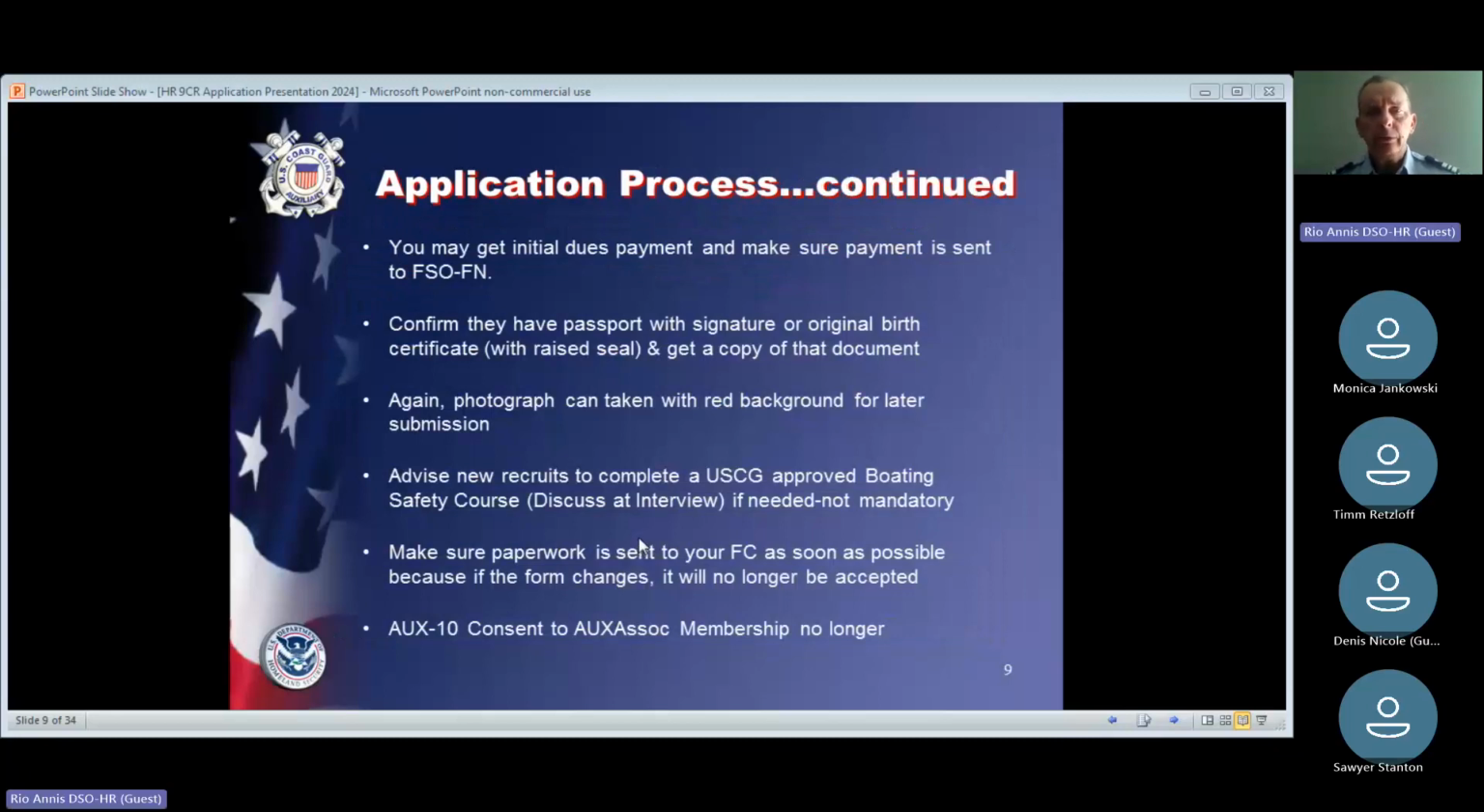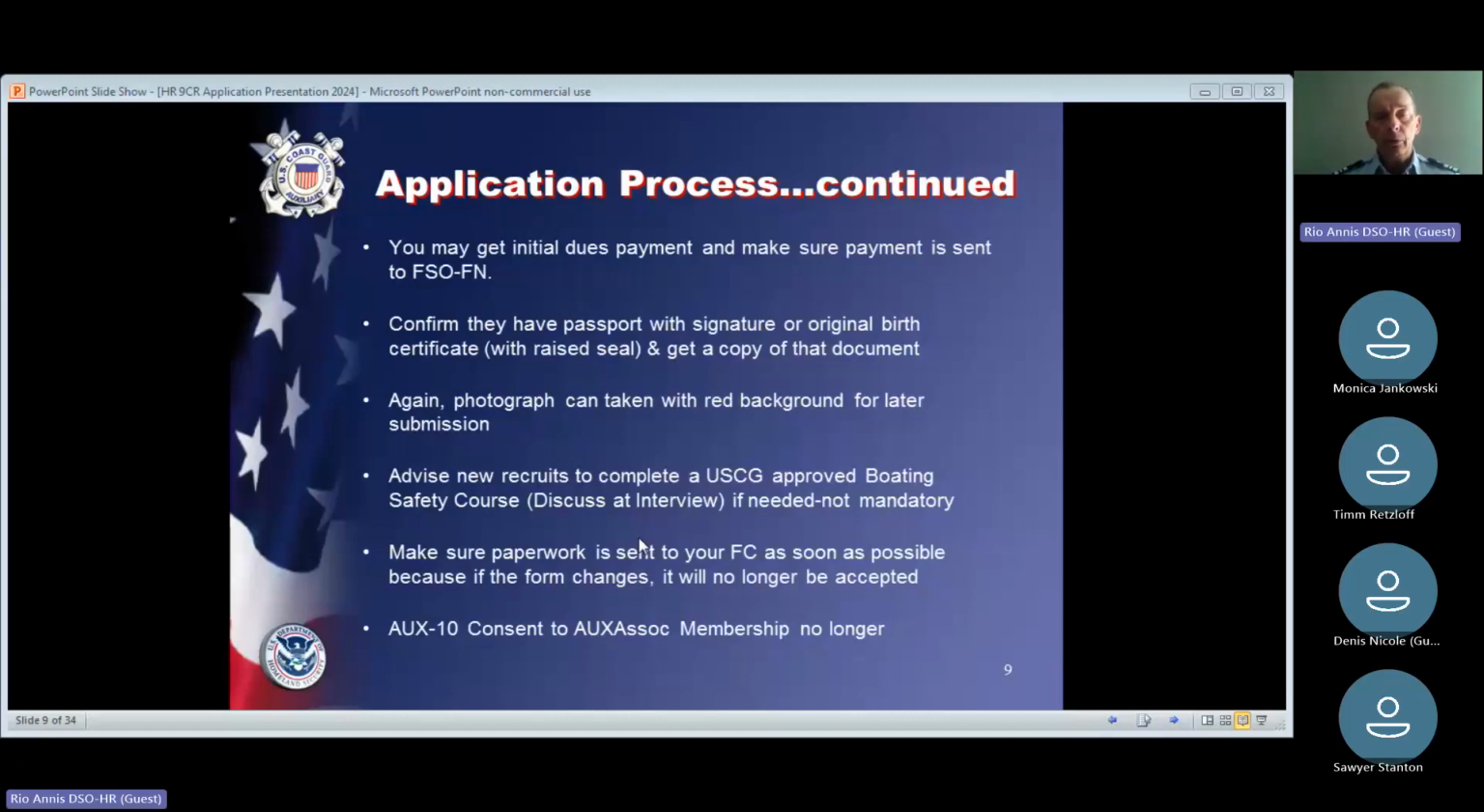Some flotillas get initial dues payment up front from the recruit or the prospect. It's not required. We don't have such a thing as an application fee. Some flotillas, I still hear that occasionally, but it really is not a thing.